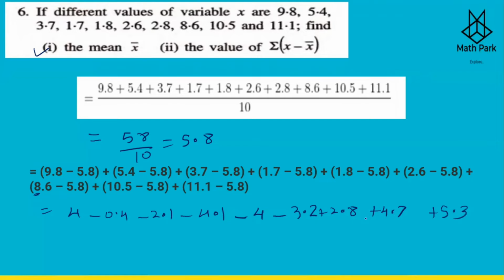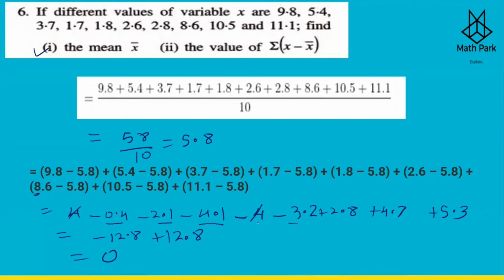So you can add all the positive numbers and all the negative numbers separately. When I add all the negatives, I'm getting minus 12.8. And when I add the positives, it is 2.8 plus 4.7, that is 7.5, plus 5.3, it is again plus 12.8. And minus 12.8 plus 12.8 is 0.